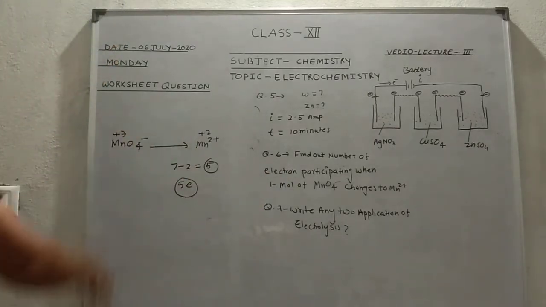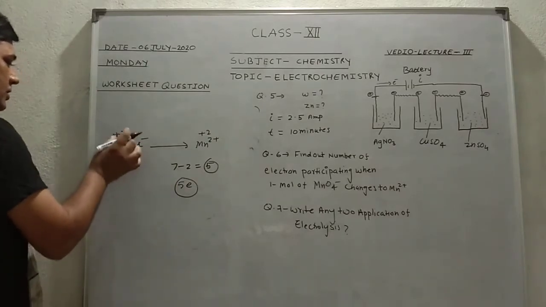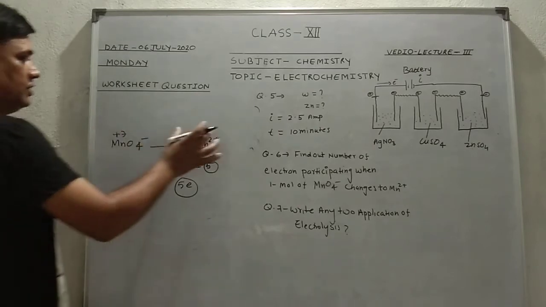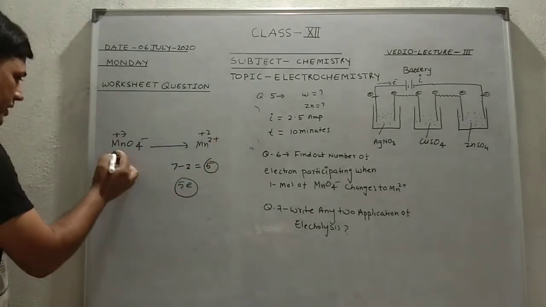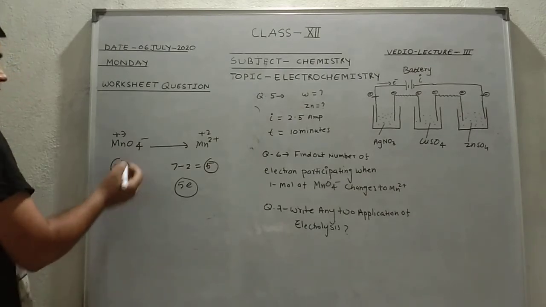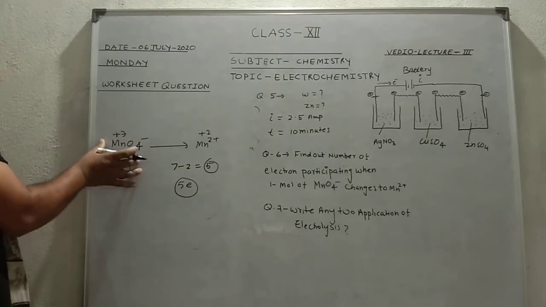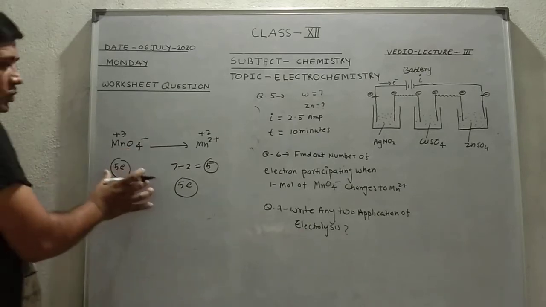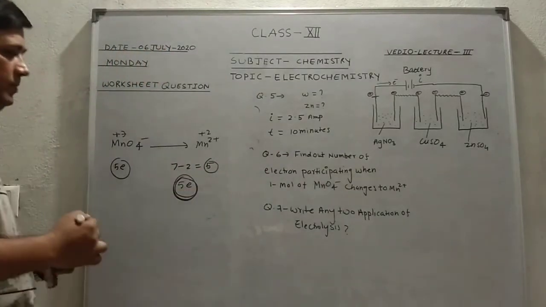We can also calculate with the help of another way. Here the charge is +7, here the charge is +2. To equate the charge, you can write 5 electrons here. So 7 minus 5 becomes +2. Okay. So the number of moles of electrons participating is equal to 5.